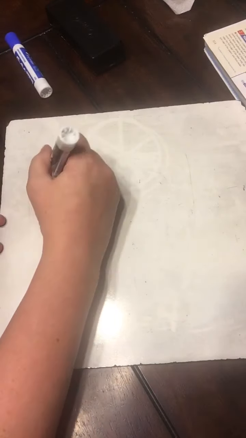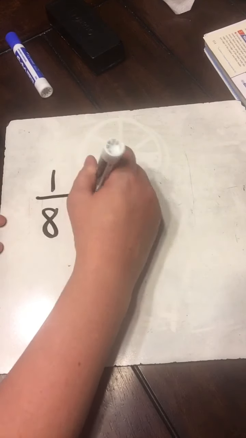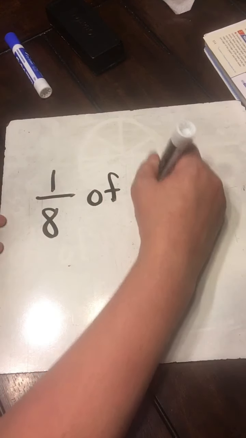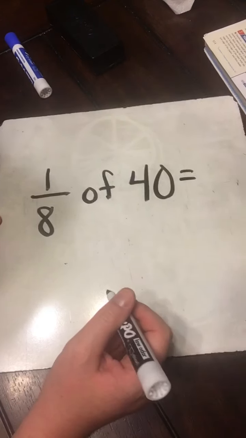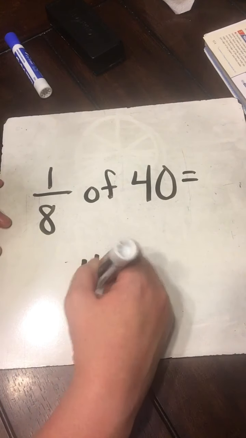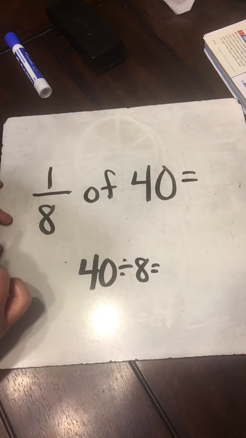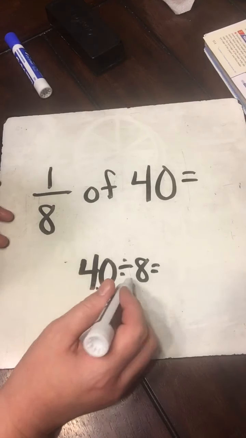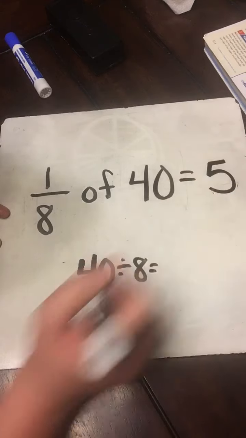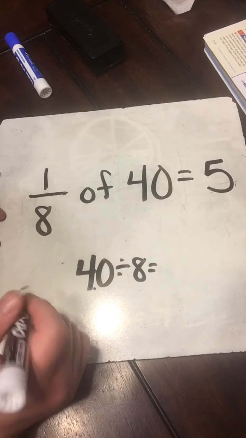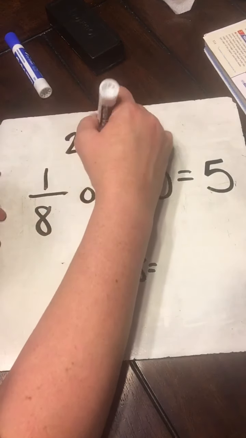So let me show you again. If I were to say 1/8 of 40. So what you're doing is you're taking 40 and you are dividing it by 8. But I know you know this stuff in your head. So 40 divided by 8 is 5. That's all we're looking for on numbers 2 through 12.